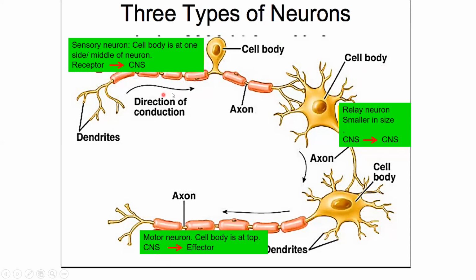From the sensory neuron, the direction of conduction of the nerve impulse will be towards the relay. The relay will definitely be in between the two, and the one having the cell body at the top is the motor neuron. So the direction will go further towards the effector organ.